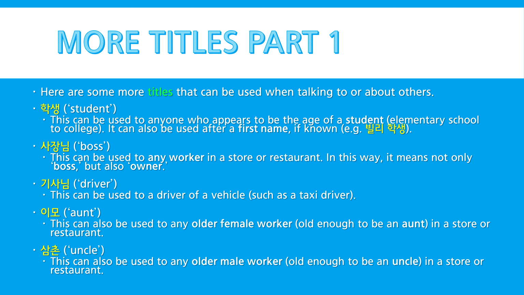Next, 이모 means aunt. This can also be used to any older female worker, so old enough to be an aunt, in a store or restaurant. And 삼촌 for uncle. This can also be used to any older male worker, anyone old enough to be an uncle, in a store or restaurant.